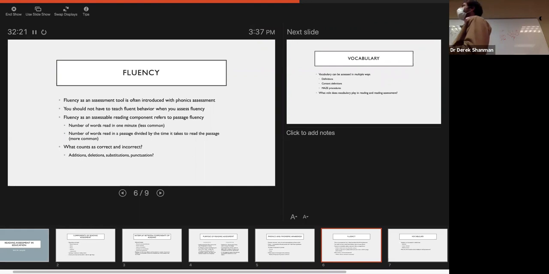So next we have fluency. Fluency as a behavior almost, as I was just saying, should be introduced at that phonetic assessment level. You should not be teaching your child how to behave in a fast, fluent manner until you get to passage fluency. Does that make sense to you guys?